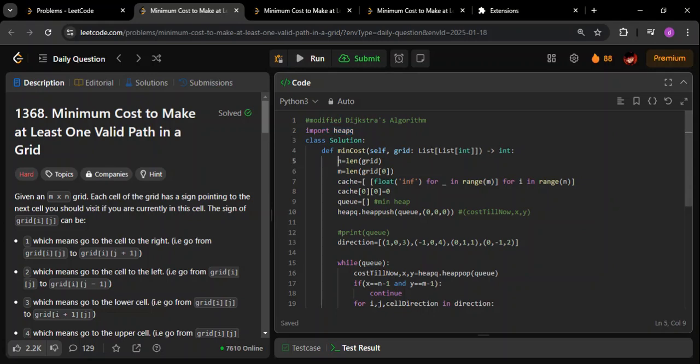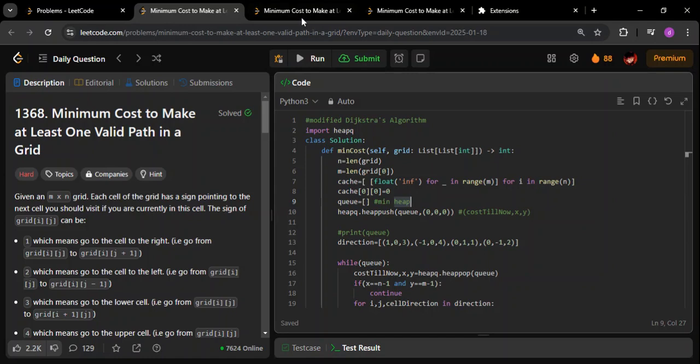So see this part again, same thing. I'm capturing the number of rows, number of columns, and all that. I'm filling a cache. The cache is going to be the same. It is going to have a float of infinite value initially for all the values. Same thing here, like we did initially. Cache of 0, 0 equal to 0. Then this is going to be a min heap now.